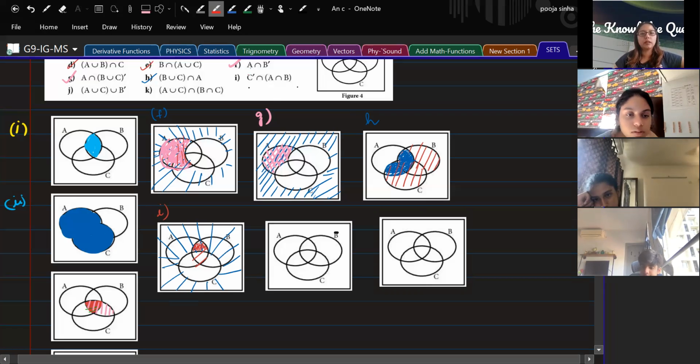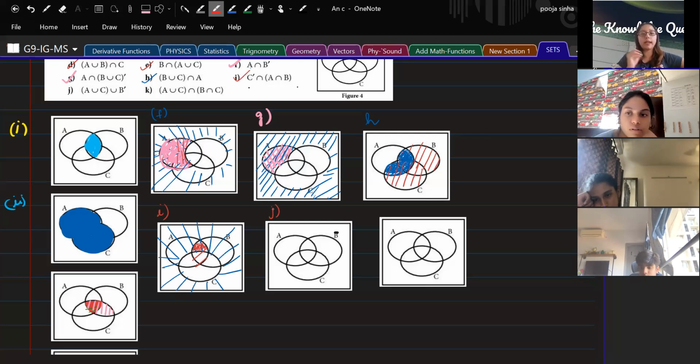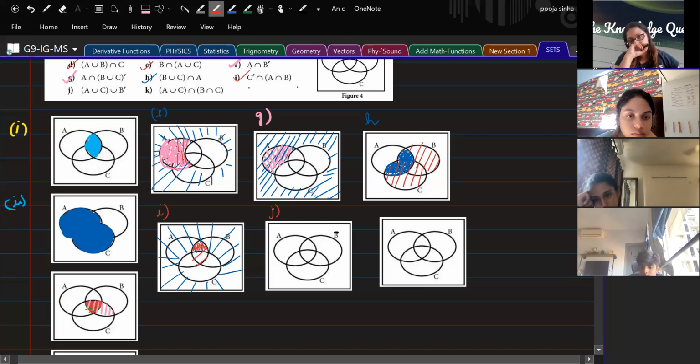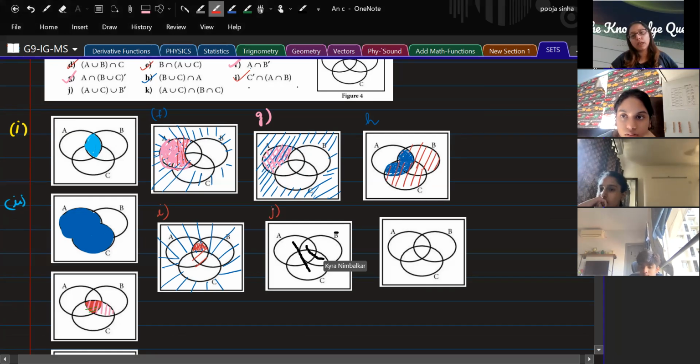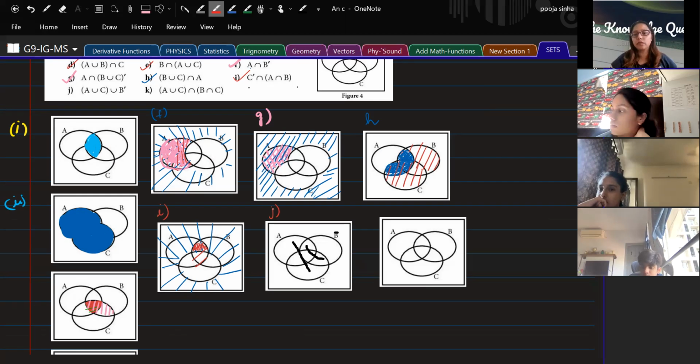Kyra. A union C union B complement. A union C, and that with union B complement. So B complement. Is it this? I don't think it is this. Is it this also? A union C, the entire thing is A. First mark A union C. Mark it in one color.